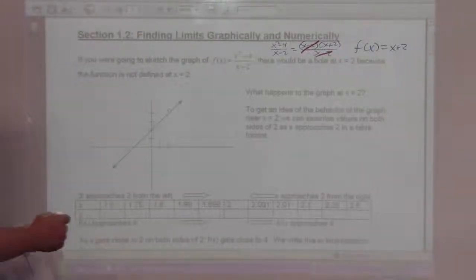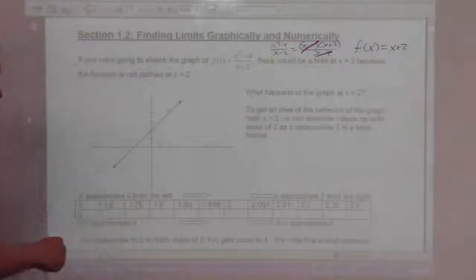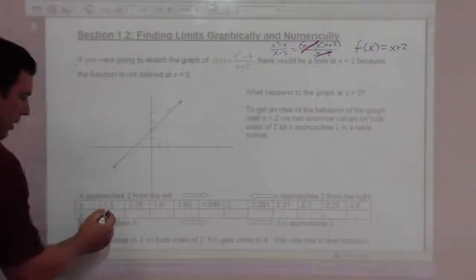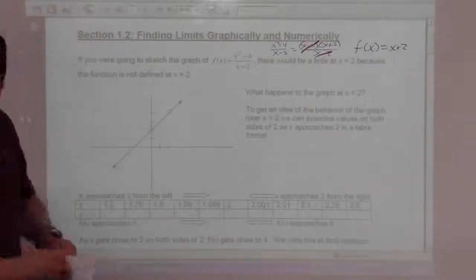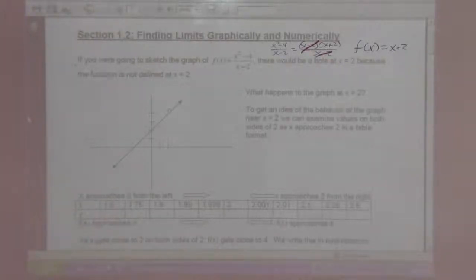If you were to plug these values in, you could put this in your calculator. Under the table format, it's really a good way to do things. If you put in 1.5, in fact, why don't I show you how to do that with the calculator. I'm going to be using the graphing calculator, the TI-89.